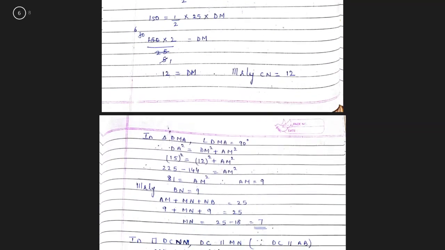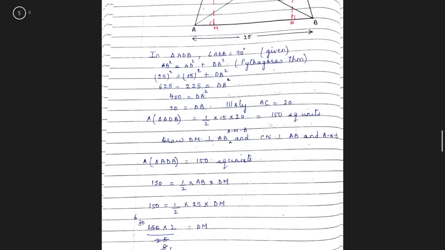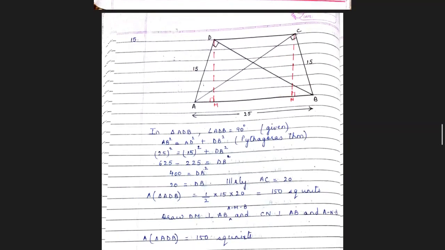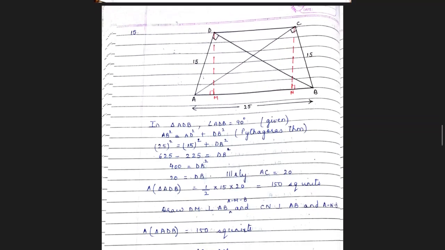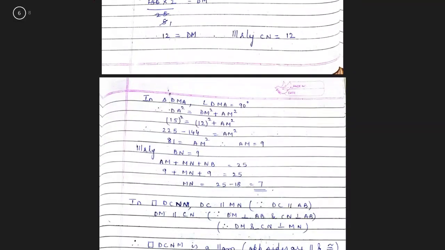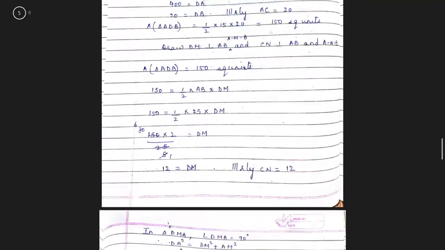Now once I have found this out, take triangle DMA. I have got AD as 15 and DM as 12. I can easily find AM using the Pythagoras theorem. So I get AM as 9. Similarly, I know BN is also 9.